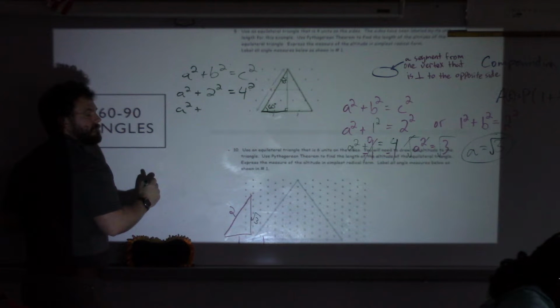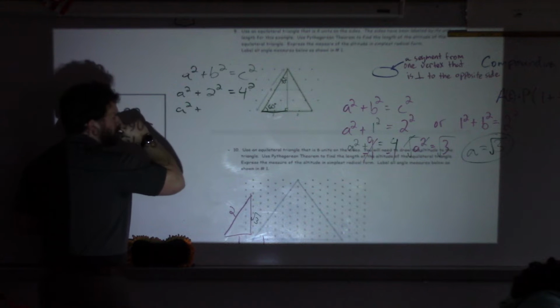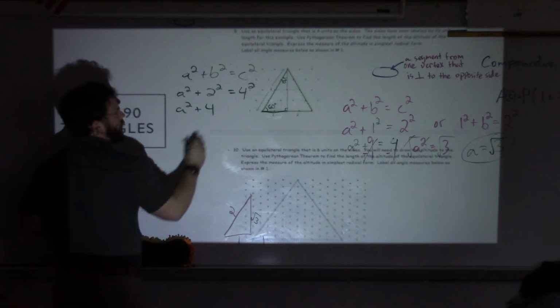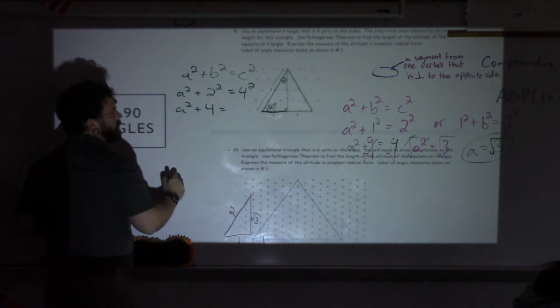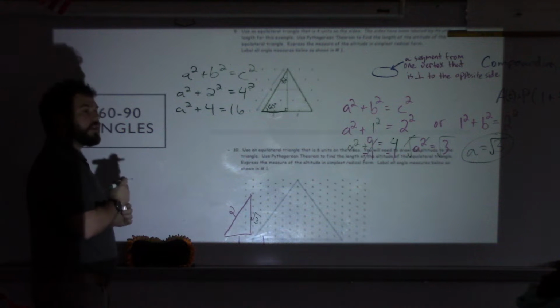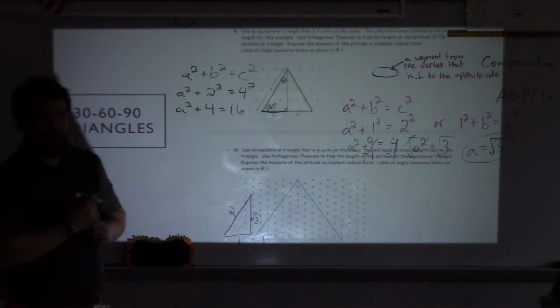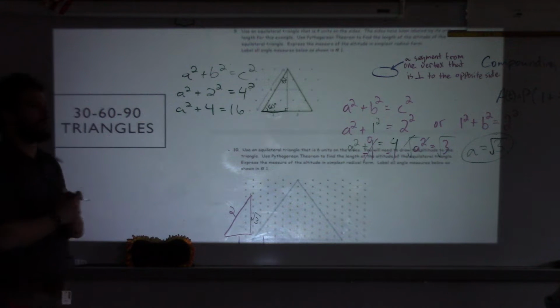Y'all. A squared plus what? B squared. No, what is 2 squared? 4. C squared. Oh. Plus 4. No, it does not equal 4. No, it does not equal 8. 16. What does it mean to square a number? Multiply it by itself. That is not 4 times 2, that's 4 times 4.